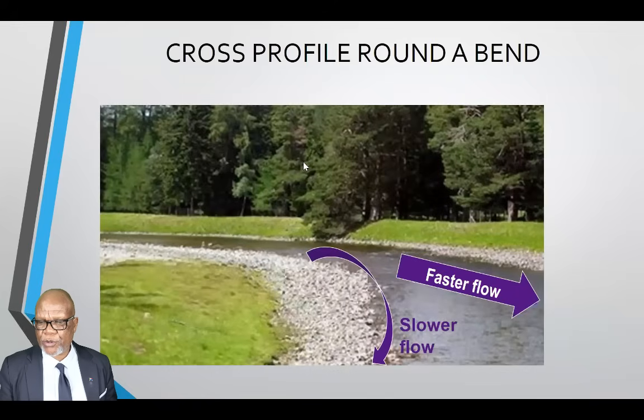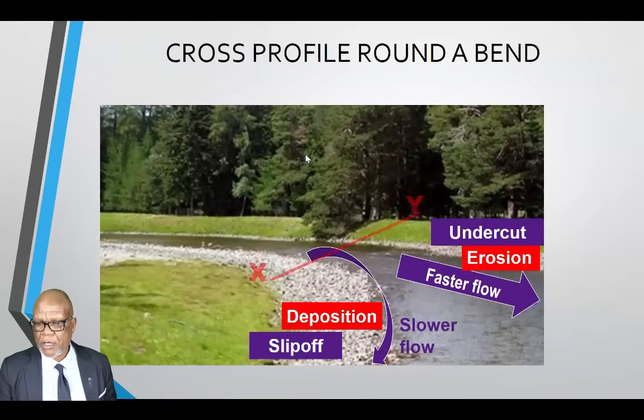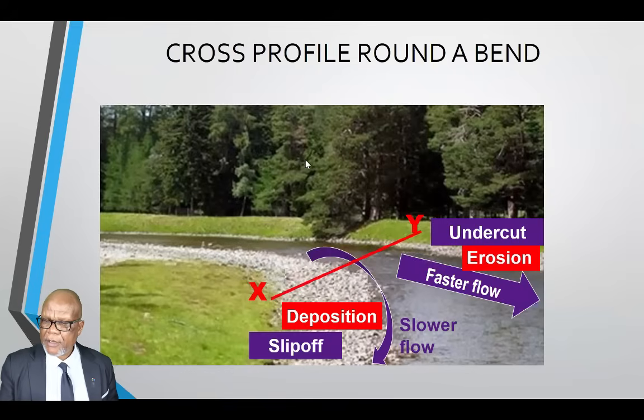Now, this is the cross profile of a meander. In a meander, the outside of the meander is called an undercut slope. The water is flowing faster on the outside, and because of faster moving water, there's going to be erosion. And on the inside, you can see here, we've got a lot of deposits.